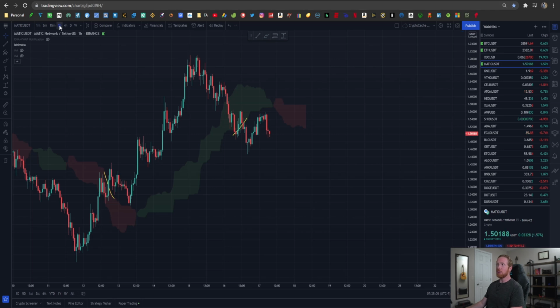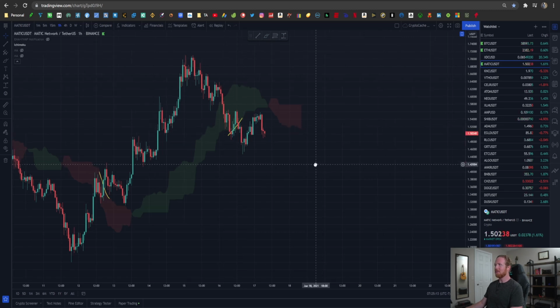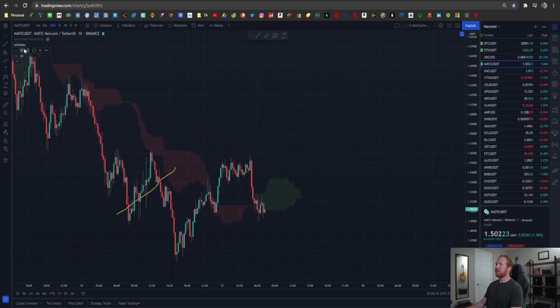It's the most effective on the 1 hour chart, but right now, presently, even though Matic overall does look like a good value, this is telling us not to buy. It's not a good time to buy. We want to wait for the price action to break above the cloud on the 1 hour chart. All right, so let's take a look at the 15 now.